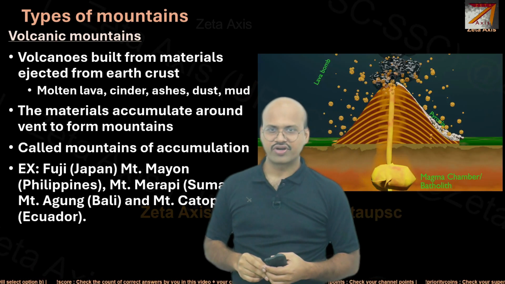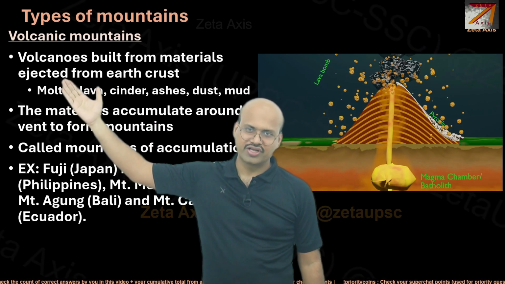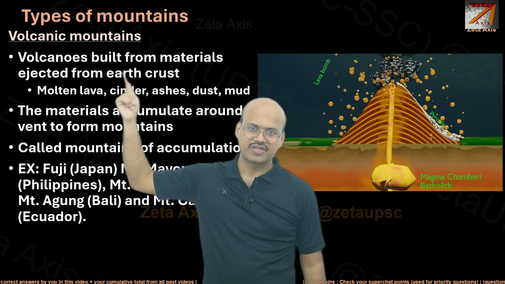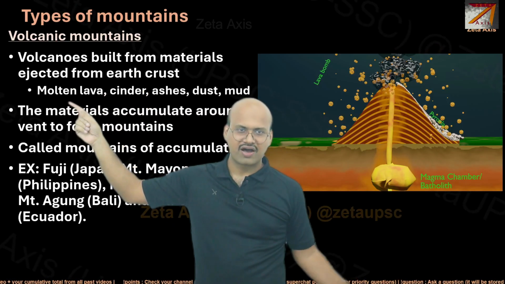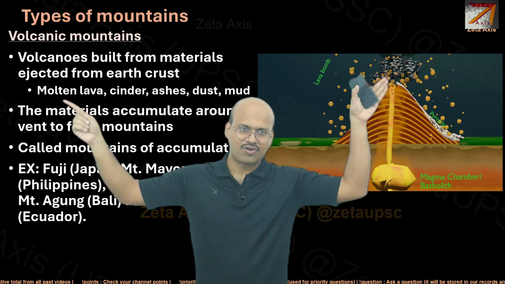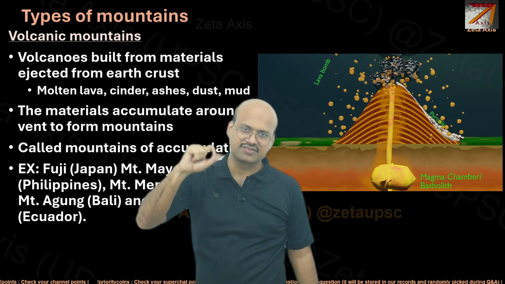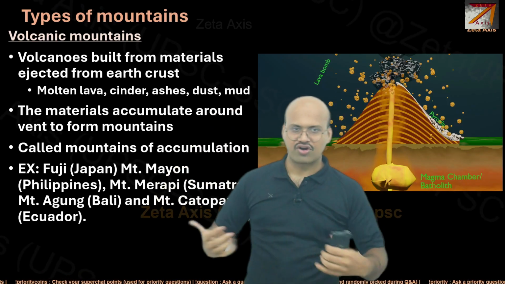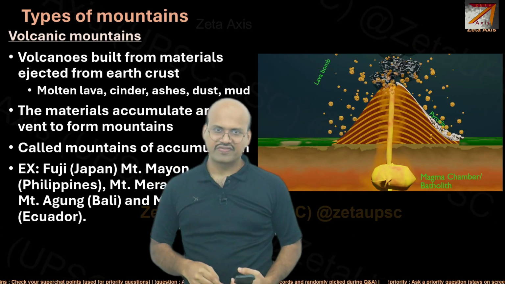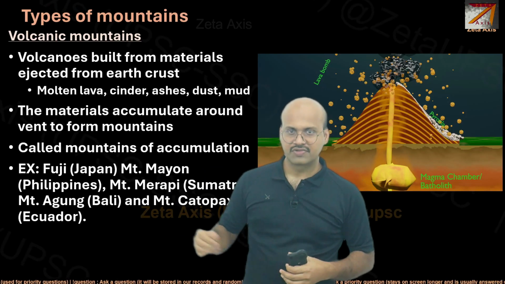Now, volcanic mountains are also an example of mountains. These are the mountains which are built from materials ejected from the earth crust through a volcano. It mainly consists of molten lava, the lava which comes out and pours on the surface of the earth, and cinder. These are basically rock fragments, ashes, dust, mud. All of these things are thrown out when a volcano erupts, and all of that accumulates, cools down, and forms a landform.